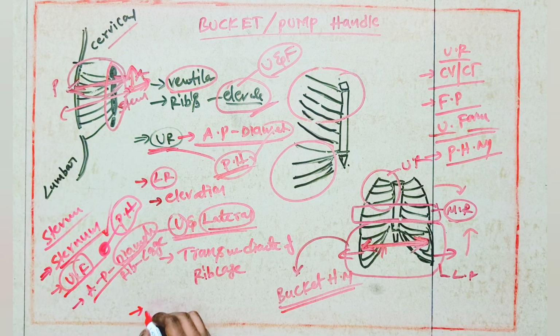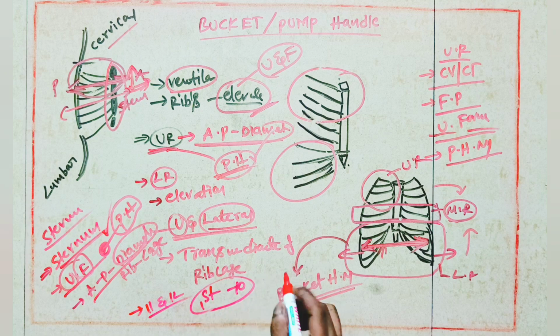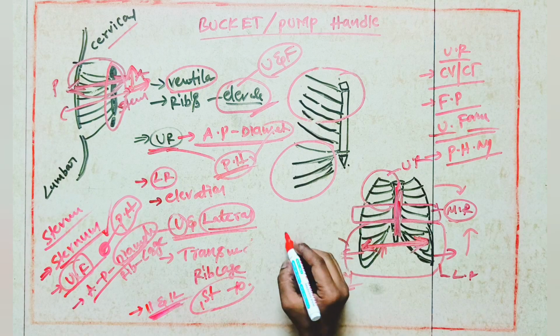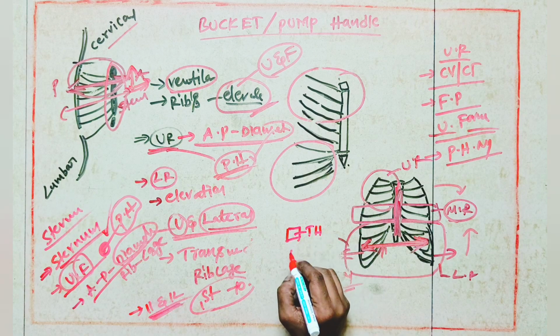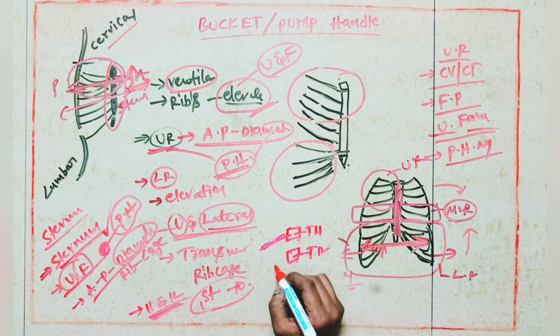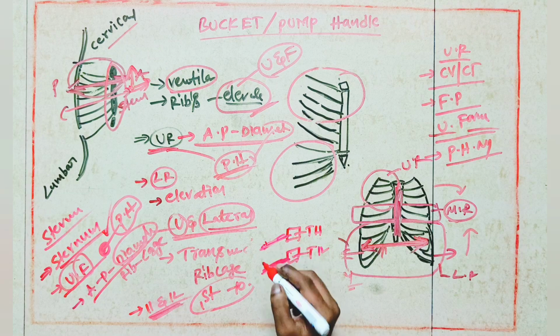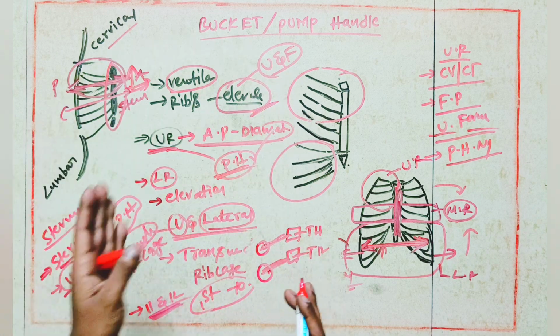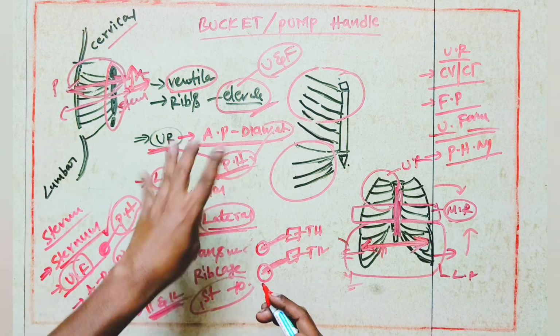If we come to the 11th and 12th ribs, the first rib to the 10th rib have a connection to the sternum, but the 11th and 12th ribs, T11 and T12, don't have a connection with the sternum. So these two ribs are not going to be involved in the pump handle and bucket handle movements. How are the other ribs involved in ventilation?